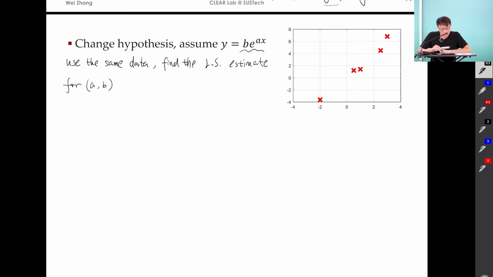And I assume y is approximately b times exponential ax. I want to fit an exponential. There's a scaling factor b. There's also an exponent term a here, okay? Can we do least square? Not directly.